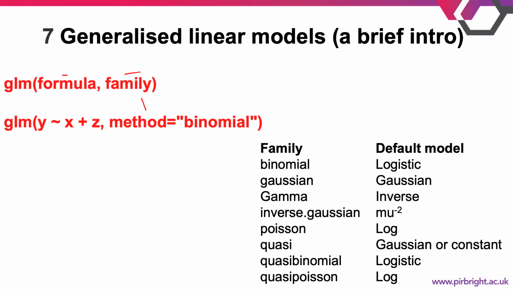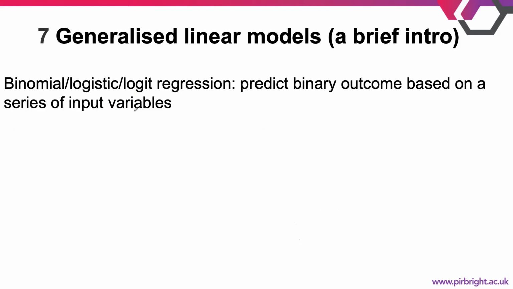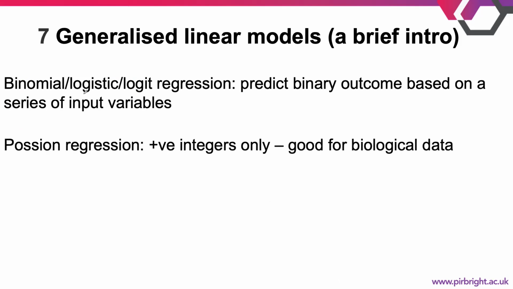And all of these are going to try to, for those that are binomial logistic or logit regression models, predict a binary outcome based on a series of input variables. And we're going to look at the Poisson model as well, where we're dealing with positive integers only, which is so often what we encounter in biological data sets. So what we're going to do now is switch over to RStudio, where we'll look at this in more detail.